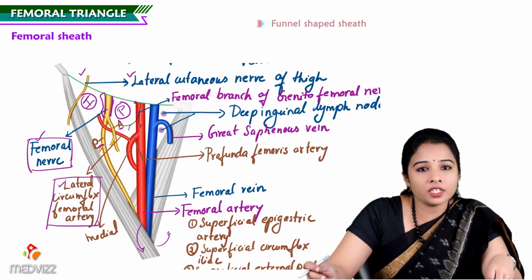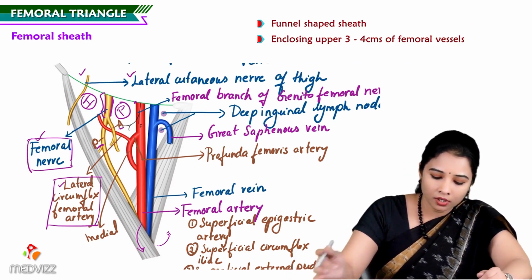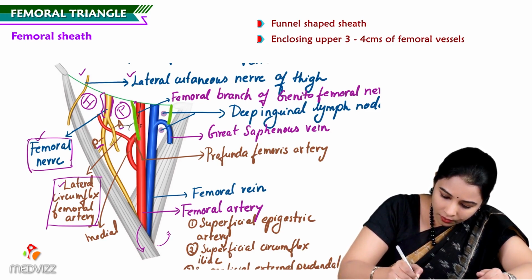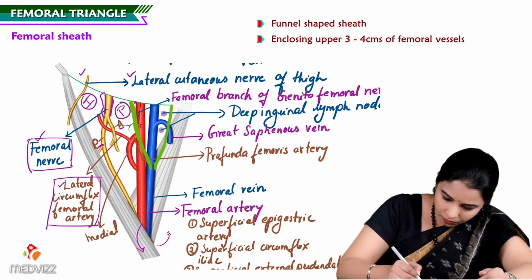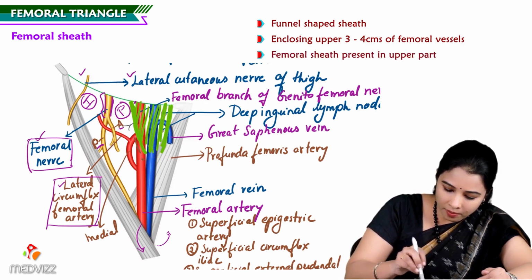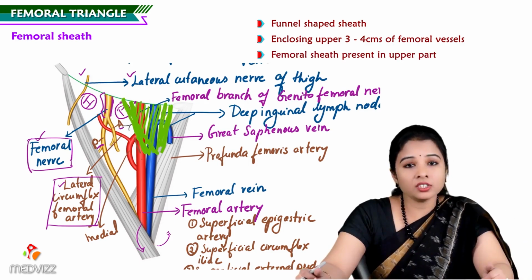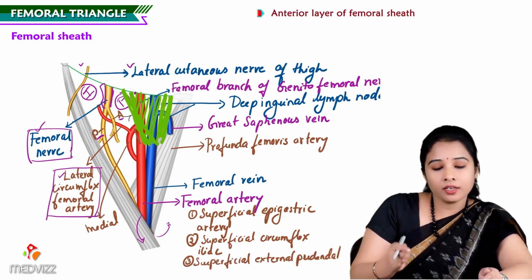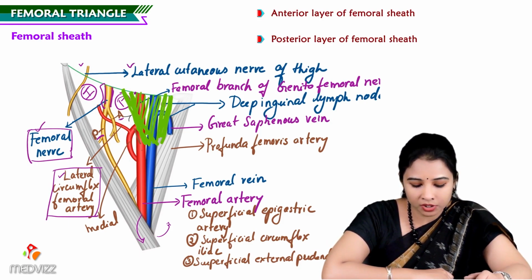Femoral sheath is a funnel shaped sheath enclosing the upper 3 to 4 centimeters of the femoral vessels. So it is funnel like here, enclosing the upper 3 to 4 centimeters. This is the femoral sheath present in the upper part, and if you see, it is funnel like. Within the sheath, it is again divided into 3 compartments. Now what we are seeing is the anterior layer of the femoral sheath. Posterior to the vessels is the posterior layer of the femoral sheath.